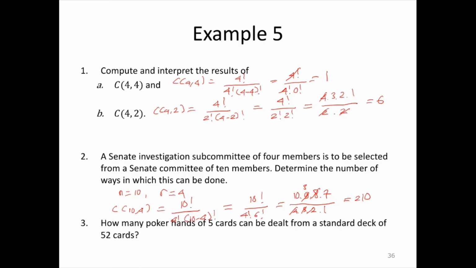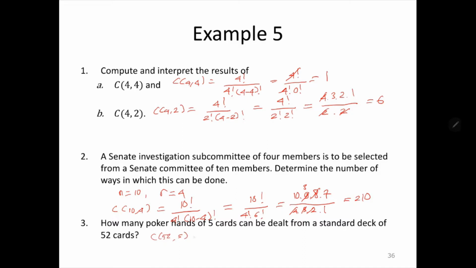The last question will be, how many poker hands of 5 cards can be dealt from a standard deck of 52 cards? Yeah. So remember, this is the first illustration we have about combination, that for a hand in poker, the order is not important, right? Okay, so we use combination. So it is combination of what? Of course, we have 52 cards, and then we take 5 cards.